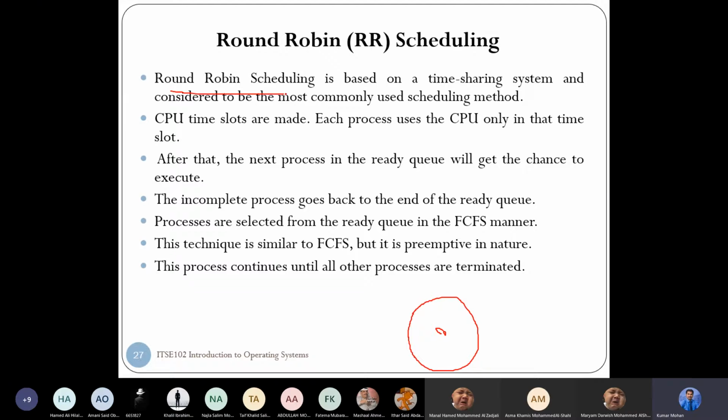Here, the round robin scheduling algorithm is based on the time sharing system and is considered to be the most commonly used scheduling algorithm. Time sharing system means if we have the processes P1, P2, P3, P4, and this is your CPU. The time quantum is very important. This CPU will allow a process to execute only for 2 seconds or 3 seconds or 5 seconds like that. Only for that particular time the process can execute, and then it will go back.